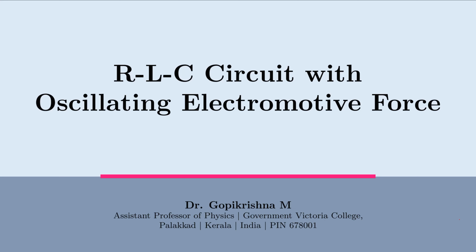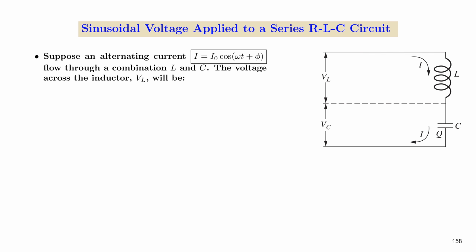We shall now proceed to analyze an RLC circuit with oscillating electromotive force. Before proceeding to do the analysis of a series RLC circuit, let us consider a simple L and C combination. Let us assume that somehow we have managed to pass a current I equal to I0 cos of omega t plus phi through this combination of L and C.